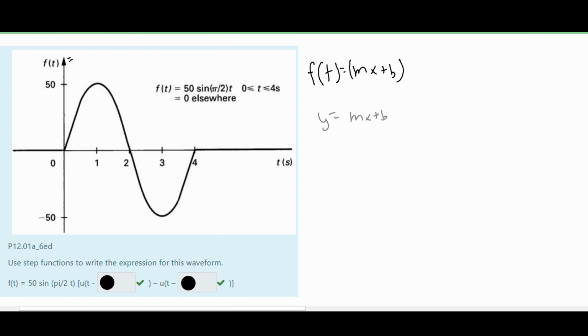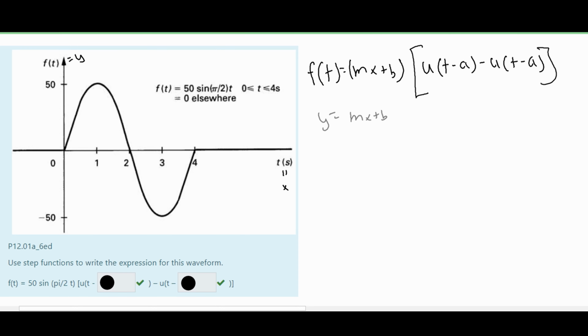Keep in mind that our f of t is graphed right here, so it's equal to y, and our t of s is x right here. And then in brackets we are going to have our u, and then a parenthesis t minus a, and then minus u of t minus a, and this is only if we have a second point, which we usually will.